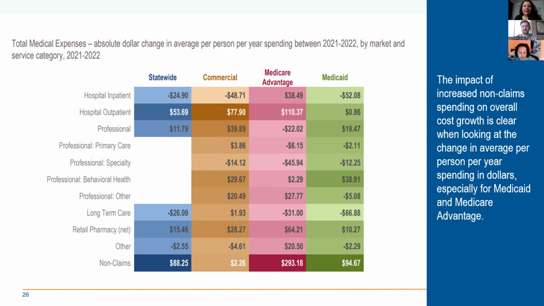Charlie's asking if we have a slide on non-claim spending since 2019. We do not have that in the slide deck. That data is available, and I can point you to it after, in the report. Okay. Anything else on the service category spending? Okay. Next slide.